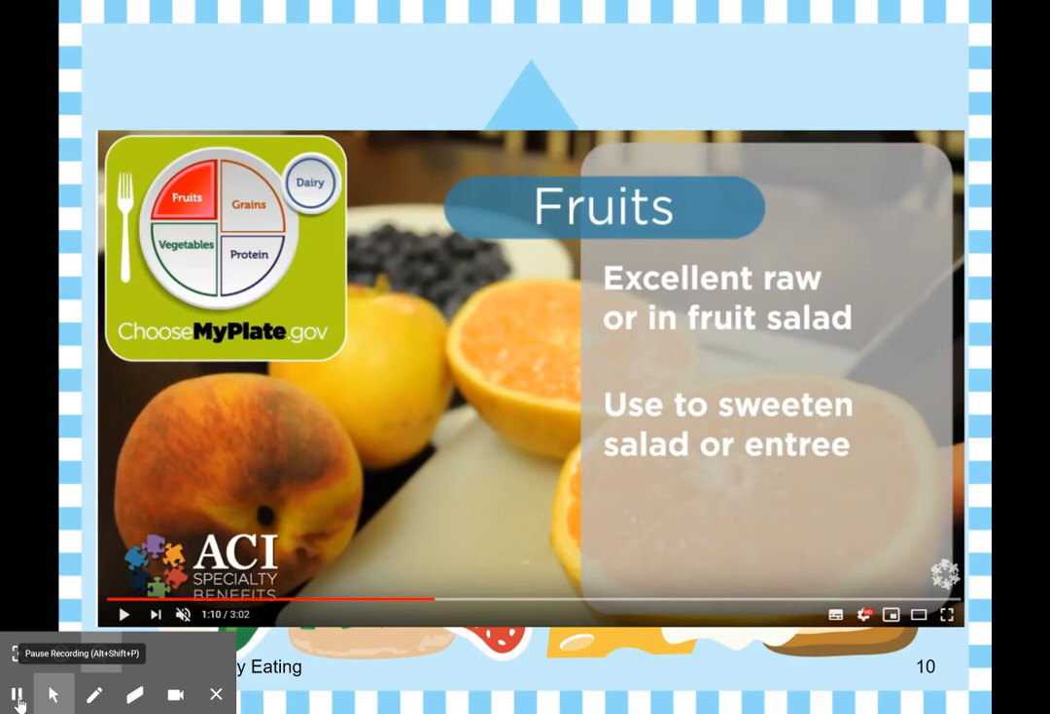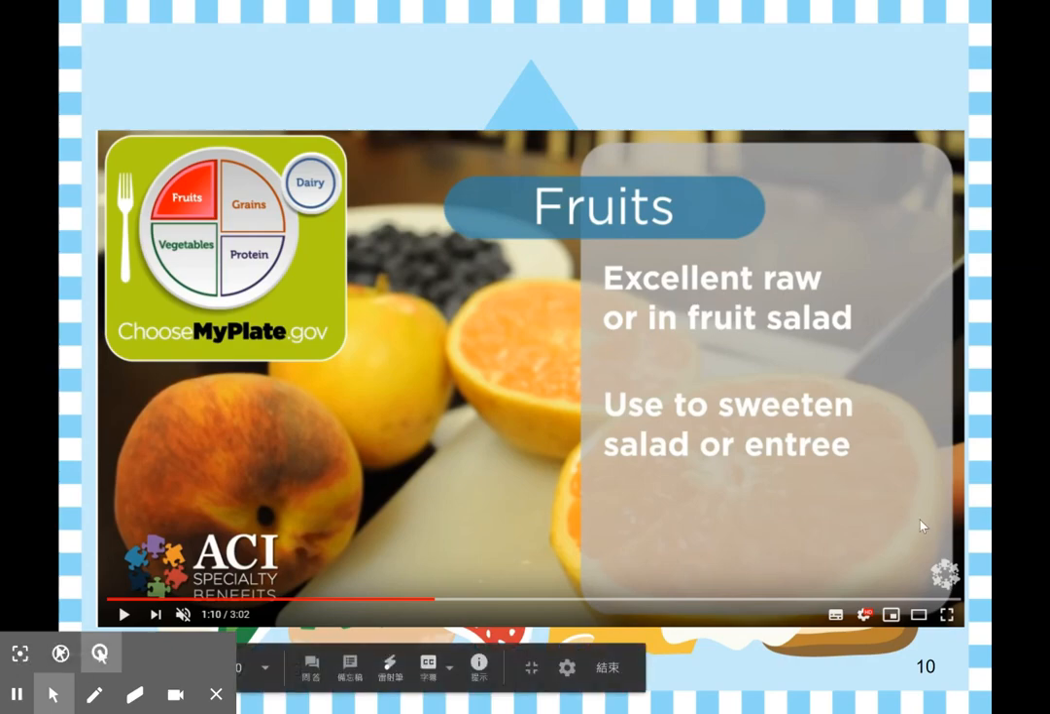Alright, besides the video which showed you about the vegetables, grains, and protein, don't forget to eat fruit every day, because fruit is important for us to absorb a lot of dietary fiber. So this is the point that I want to remind you.